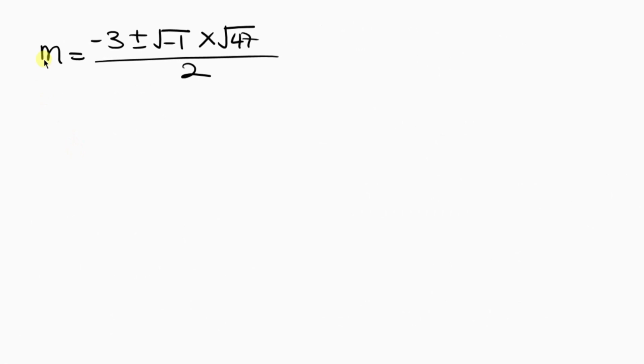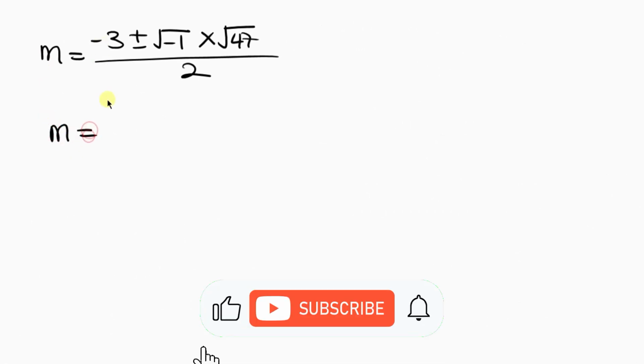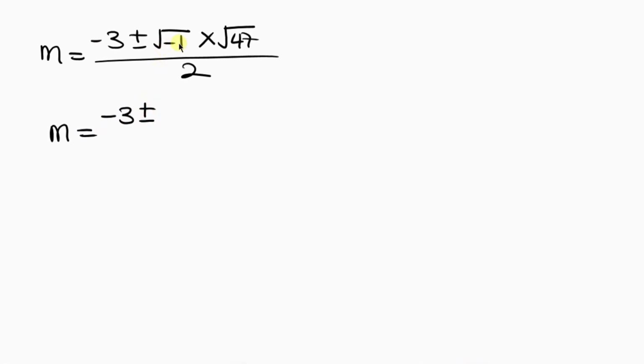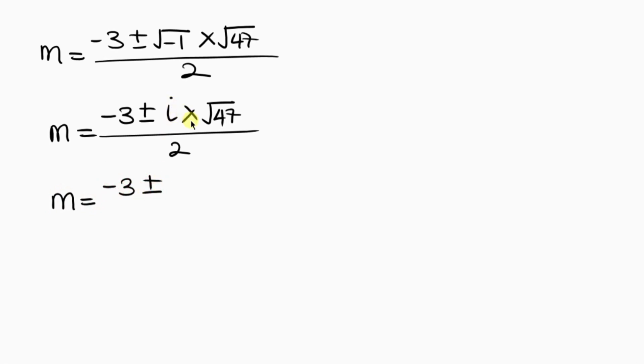And now simplifying further, m will be negative 3 plus or minus the square root of negative 1, which is actually i, iota, times the square root of 47. 47 is not a perfect square, so we're going to be leaving it like that, all over 2. Making our solution for m negative 3 plus or minus i times the square root of 47, that is i root 47. Very good. All over 2.